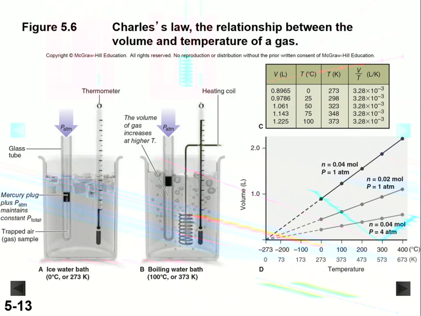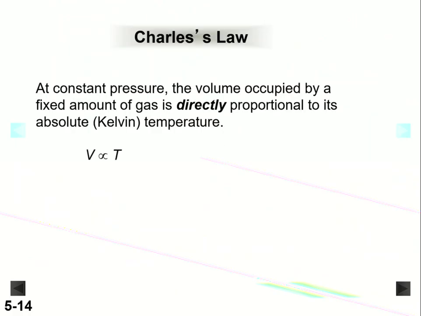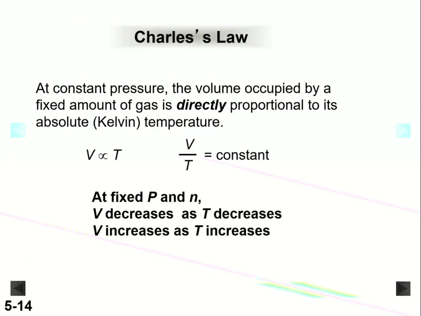So the key takeaway here is, whereas in Boyle's law, as the pressure went up, the volume went down, here as the temperature goes up, the volume goes up. Therefore, volume is directly proportional to temperature. And so the volume divided by the temperature now is a constant. And this requires that the pressure is fixed and the amount of gas is fixed.